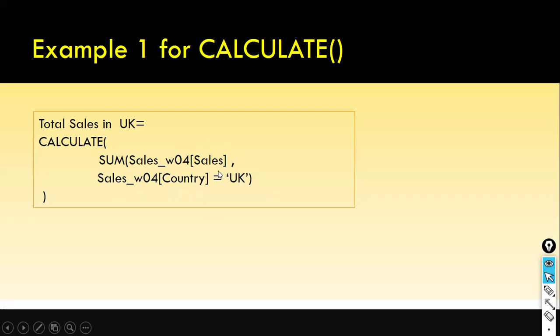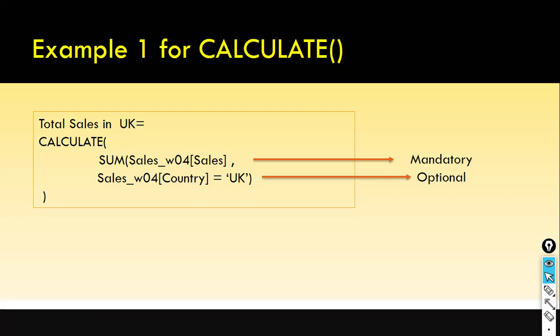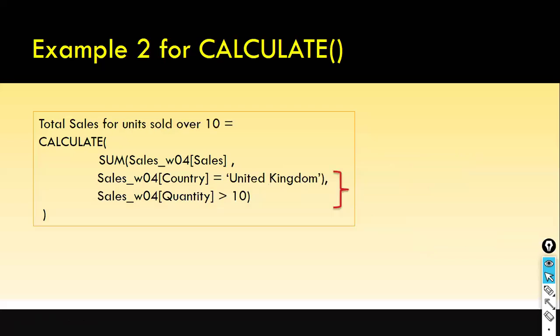A Boolean expression returns true or false. Wherever the country equals UK in your data set, it will return true, and for those records, it will compute the total sales. The expression is mandatory because the first argument is an expression. The second one is optional. Either you can use the Boolean filter, or a table filter expression, or modifying filter functions. This is optional, the first one is mandatory. This is called a Boolean filter. Let's go step by step.